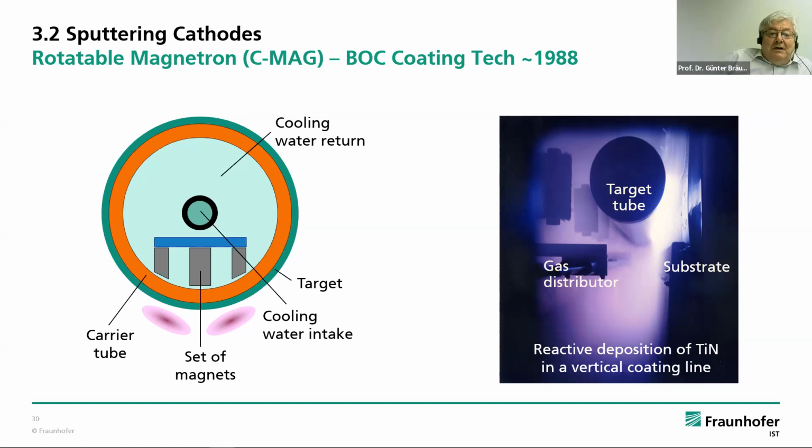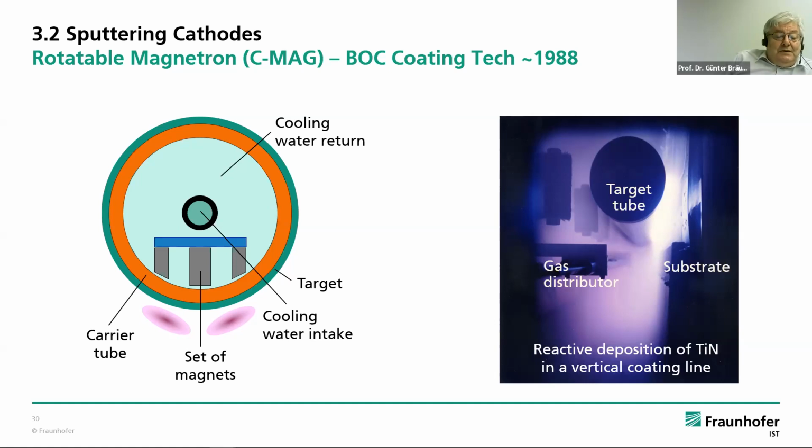Then the second challenge was, of course, the target utilization, and it was a long way. At that time, BOC Coating Technology in 1988 introduced the so-called rotatable magnetron, or C-MAG, and everything was solved here, or seemed to be solved. There were some problems at the beginning, but today it's state of the art, and the idea is fantastic.